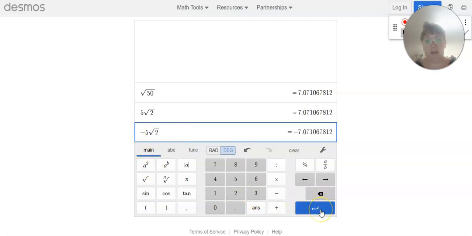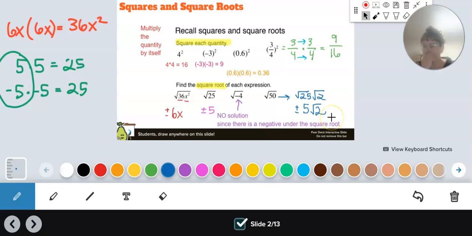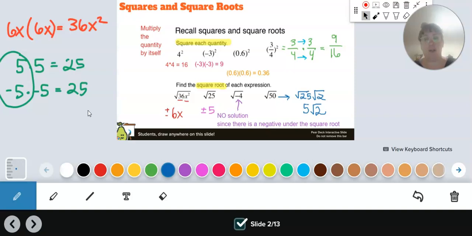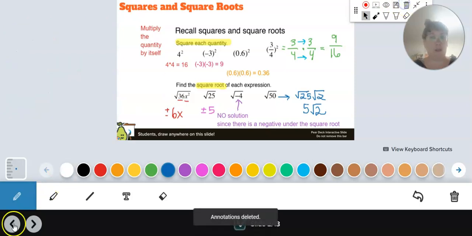We'll get the same. 5 times the square root of 2. Beautiful. That's as simplified as we're going to go for now. So I'll just leave this as positive 5 because it's not a quick evaluation. Beautiful. Okay, let's go ahead and look at slide 3.